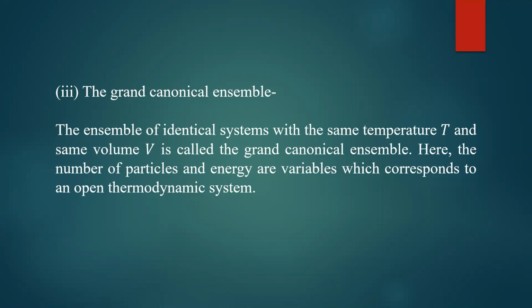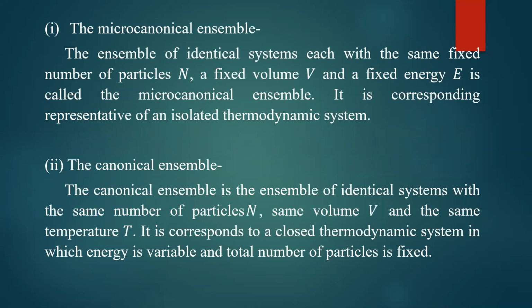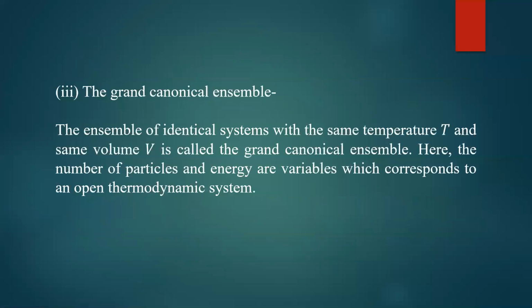So this is about the types of ensembles. There are three types. Micro-canonical ensemble, which is an isolated system. Canonical ensemble, which is a closed system. Then grand canonical ensemble, which is an open system. Remember this.